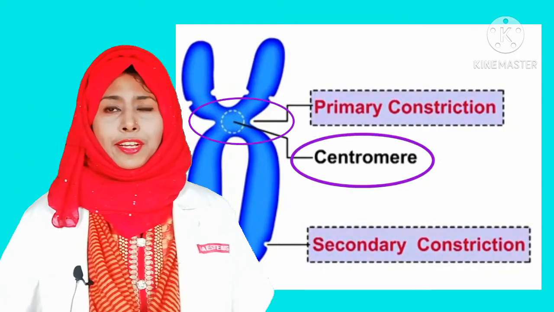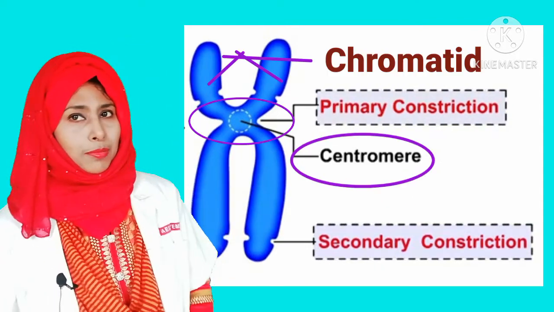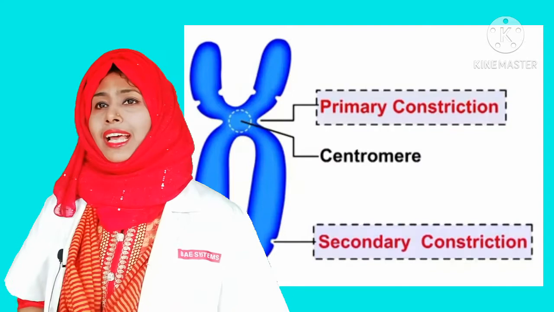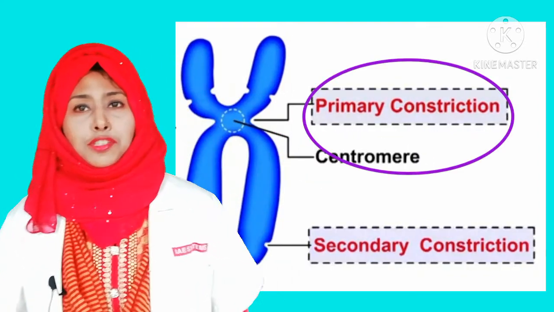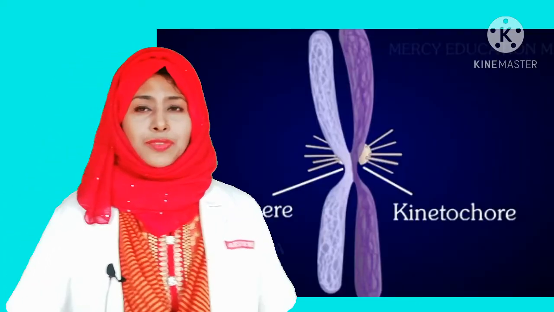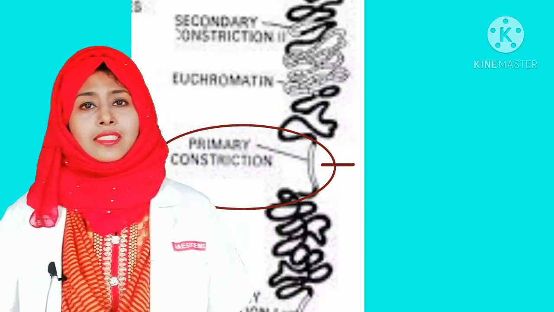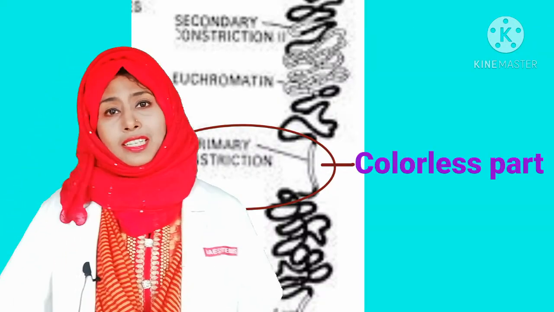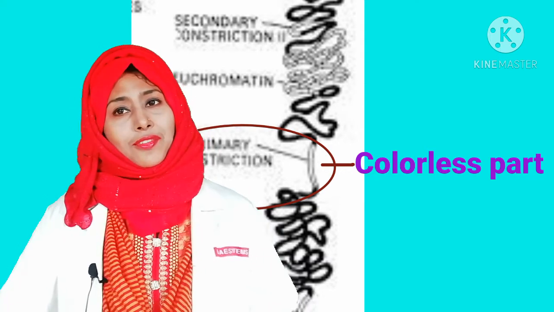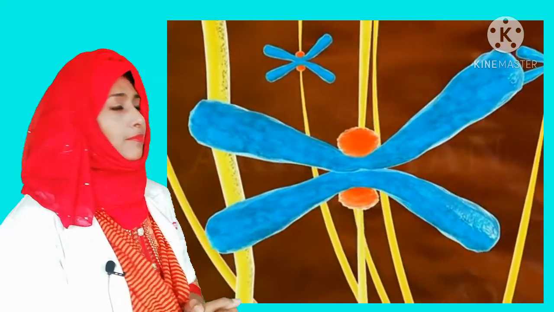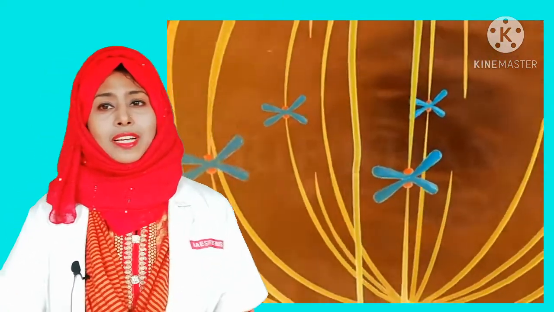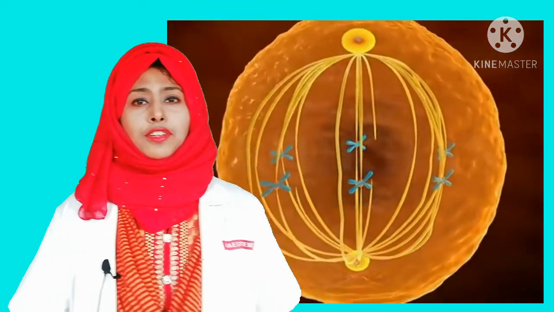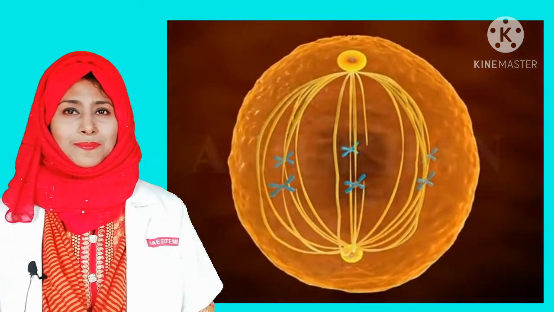Centromere. The point of attachment of the two chromatids is known as the centromere. It is known as primary constriction. When stained with basic dye, the centromere remains colorless. The centromere regulates chromosomal movement. Traction fibers become attached to the centromere of the chromosome during cell division.